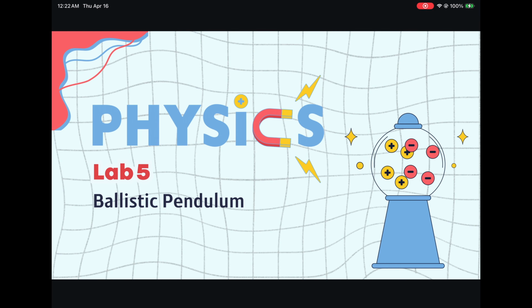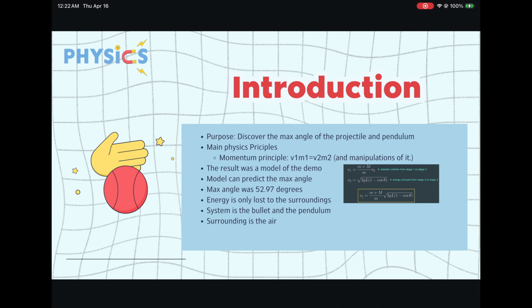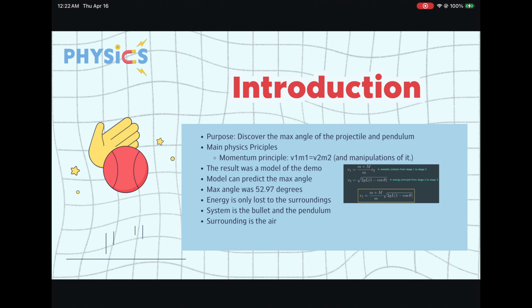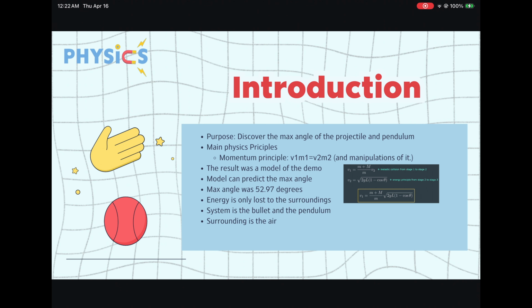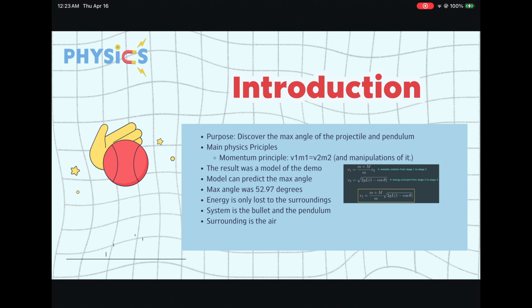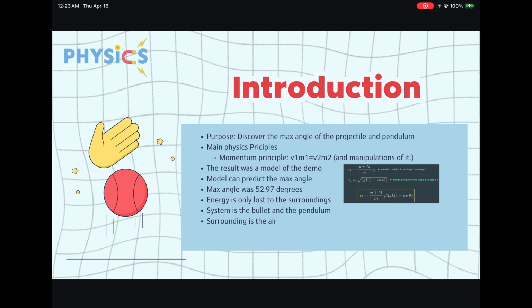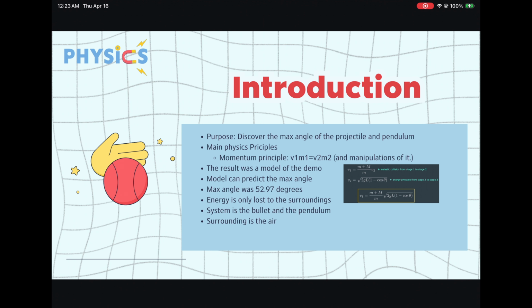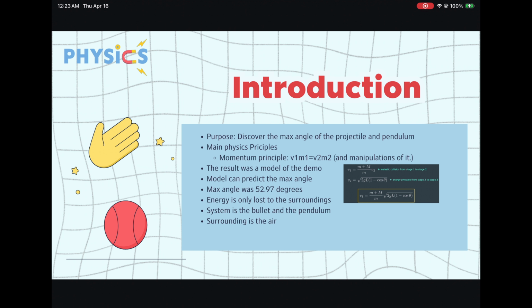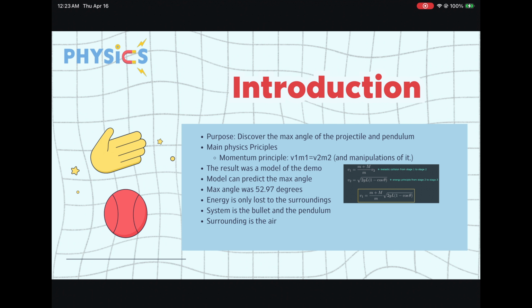Hi everyone, this is Physics 2211, Lab 5, where I'll be looking at the ballistic pendulum. If you don't know what a ballistic pendulum is, we have a pendulum that is hit with a projectile moving at high speeds. Using this method, we can find the max angle of the projectile and pendulum as they stick together, and we can also find the velocity at impact of the projectile based on the momentum principle, because this is a perfectly inelastic collision.